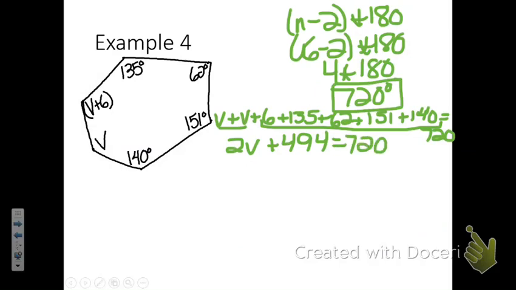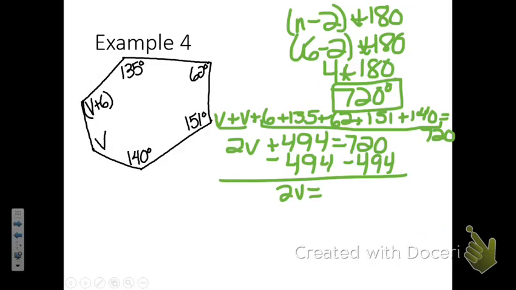Would you solve it like an equation? Yes, exactly. So you subtract 494 from both sides. So 2V is equal to 226. Divide that by 2 to solve. V is 113 degrees. Now, could I easily figure out what the angles would have to measure then?